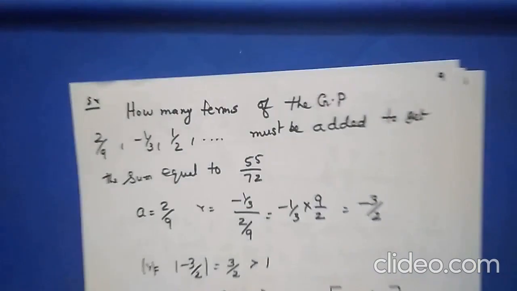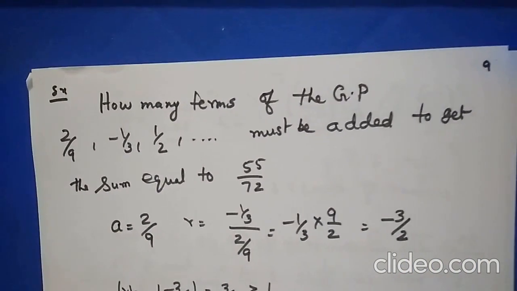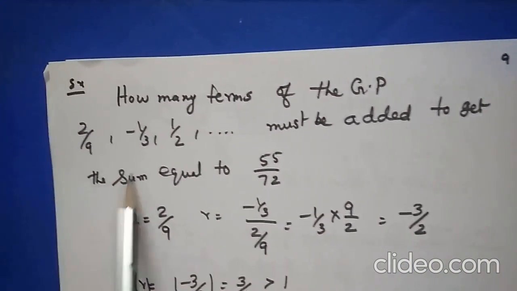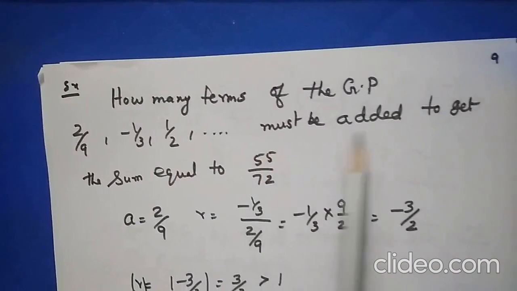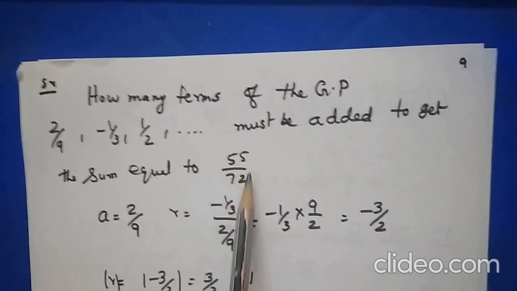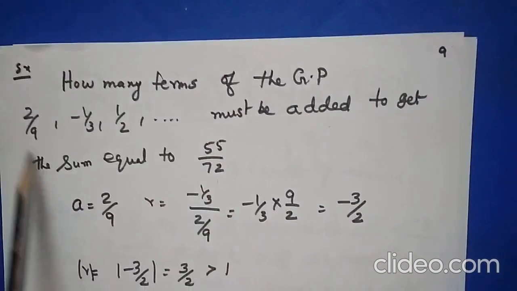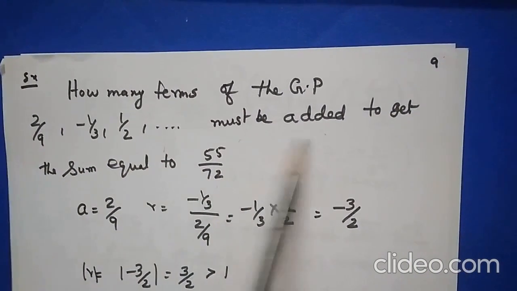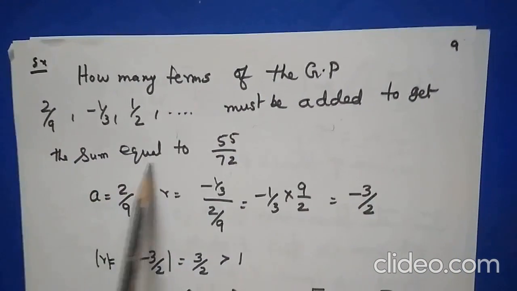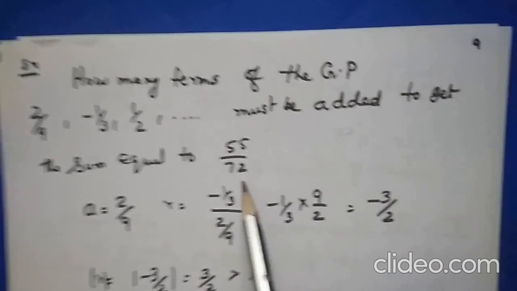Now come to the next example. How many terms of the GP 2 by 9, minus 1 by 3, and so on, must be added to get the sum equal to 55 by 72? Here the terms are given. We don't know the number of terms, but the sum is given, 55 by 72.